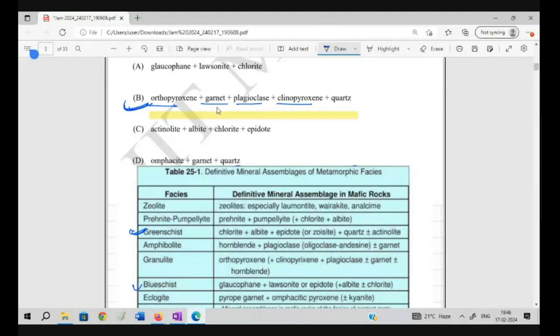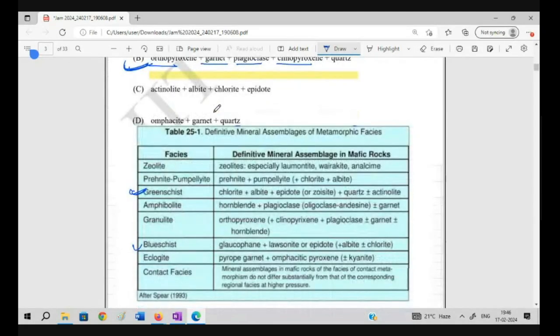Okay, is it fine? There is a table also that is describing all the characteristic minerals of the respective facies.